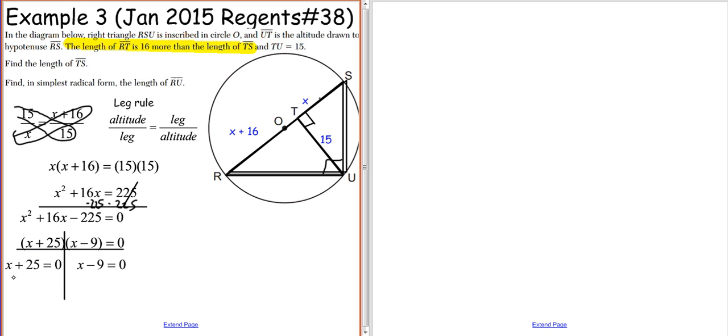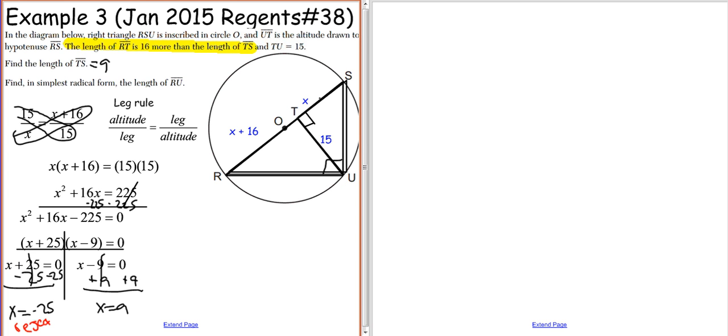So we're going to subtract 25 here, so we get x equals negative 25. Add 9 here, we get x equals 9. We're going to reject the negative 25 because x cannot be negative since it's the leg of a triangle. So x equals 9. So if x equals 9, that means TS equals 9. Now we have to find RU.